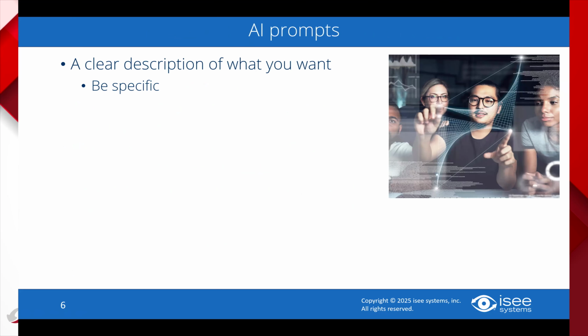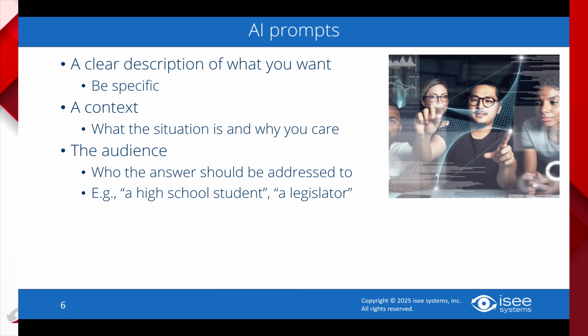To build an AI prompt, you need a clear description of what you want it to do. You need to be very specific, and you need to give it the context. What is the situation we care about? Why do we care about it? You need to tell it who the audience is. Is it a high school student? Is it a legislator? Is it whoever it should be?